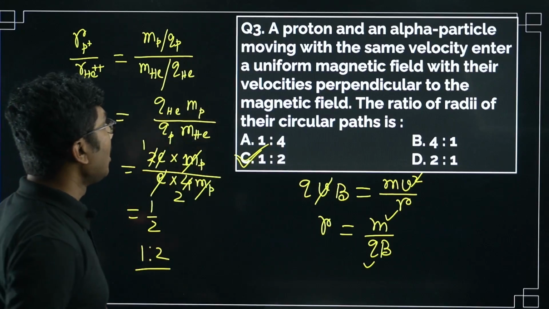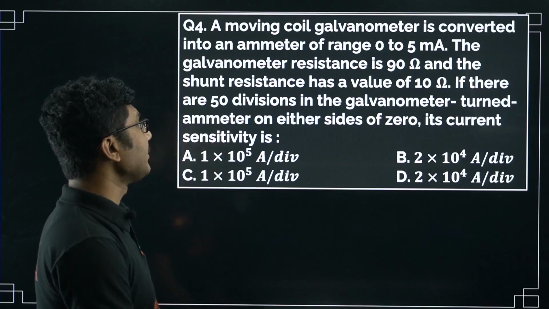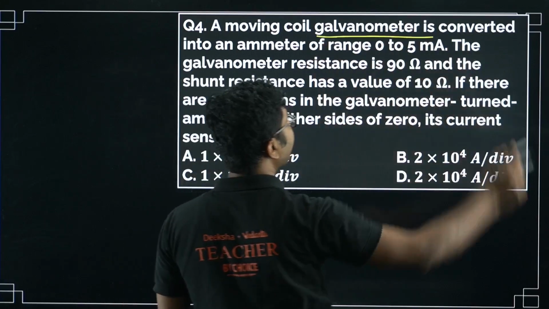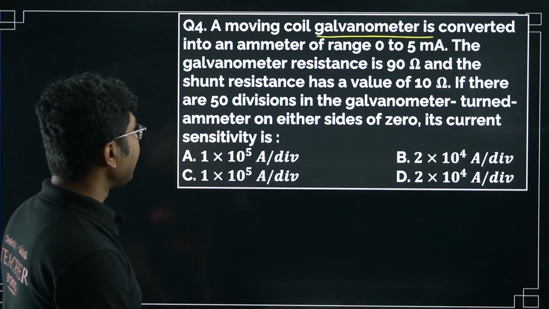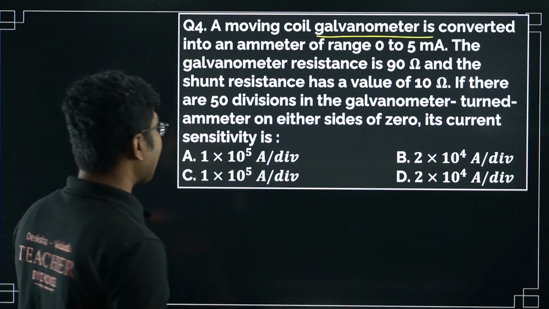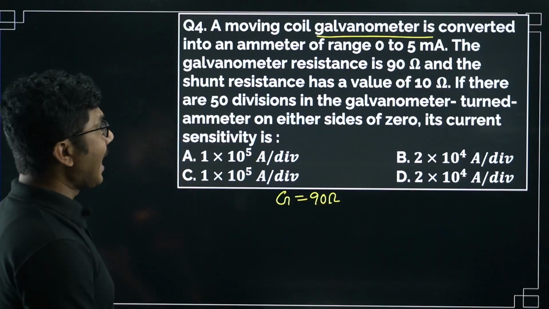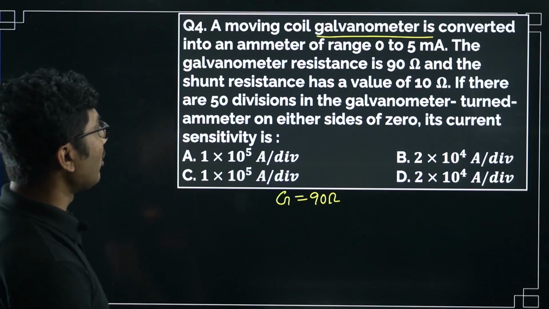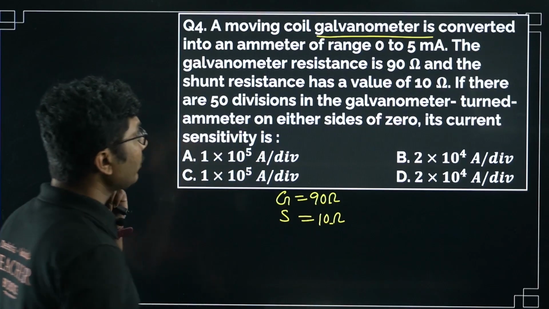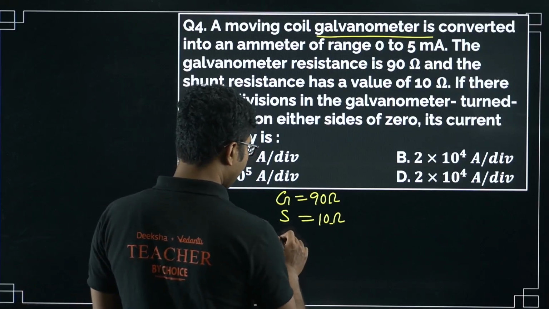Now let's move on. A moving coil galvanometer is converted into an ammeter of range 0 to 5 milliampere. So here we are converting a galvanometer into an ammeter of range 0 to 5 milliampere. The galvanometer resistance is 90 ohm, and the shunt resistance has a value of 10 ohm. If there are 50 divisions in the galvanometer, so number of divisions is 50.